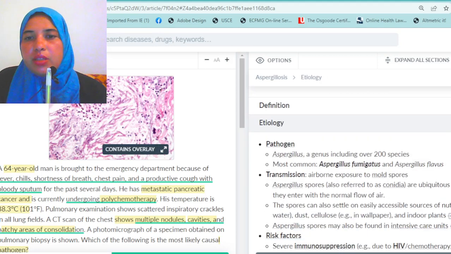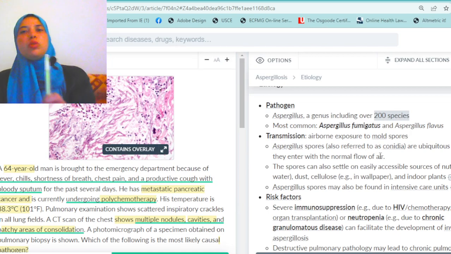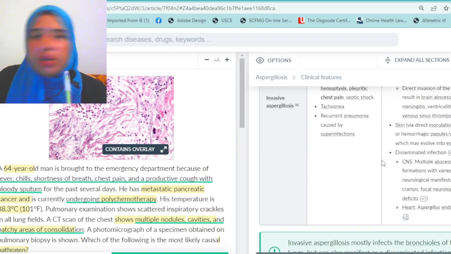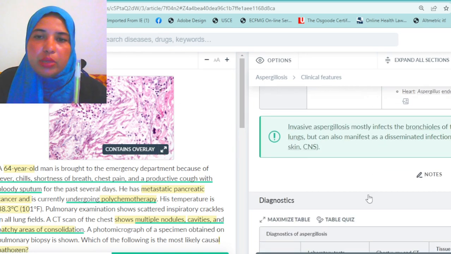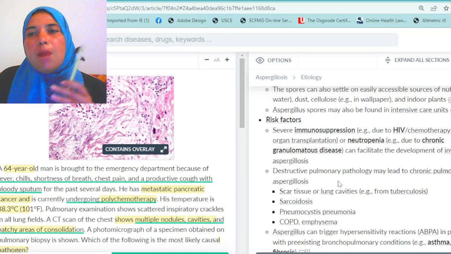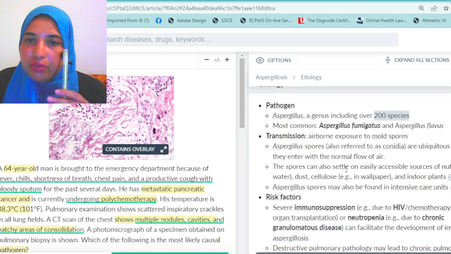Okay, let's read and see what it has to say. We have Aspergillus, a genus containing over 200 species. What's really nice is that in bold, you'll know what's important. What's in these little green boxes or red boxes is something really important, so you can instantly tell what's high yield for you to know. So let's just go through Aspergillus very briefly.